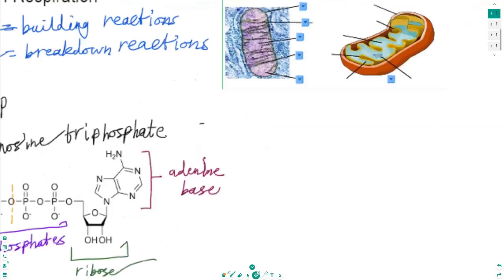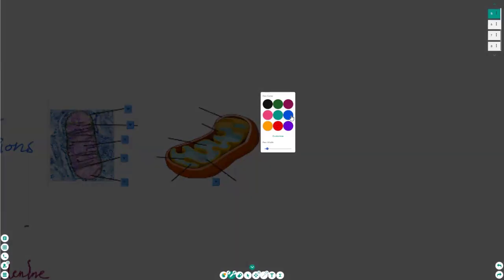Now we're going to look at the structure of the mitochondrion, which is up here. The mitochondria are organelles which are responsible for respiration. So let's label this mitochondrion here. The mitochondrion is made up of an outer membrane, which is this section here. I don't know how you would draw it.